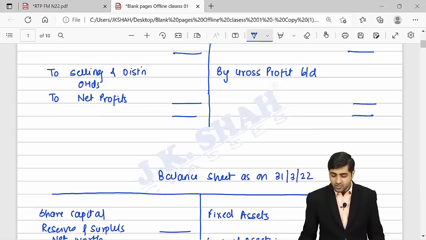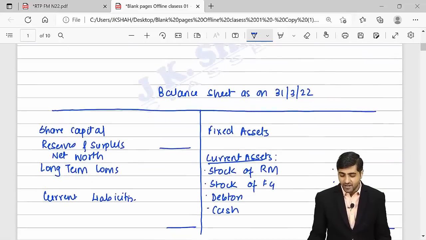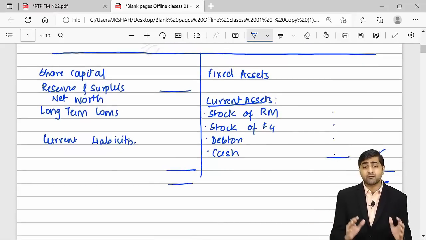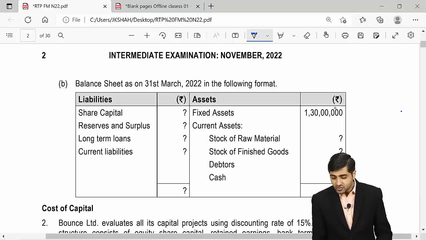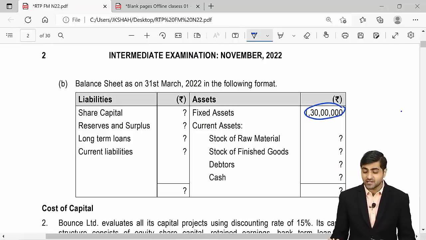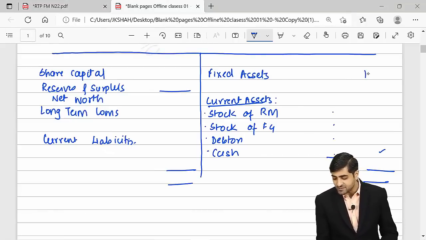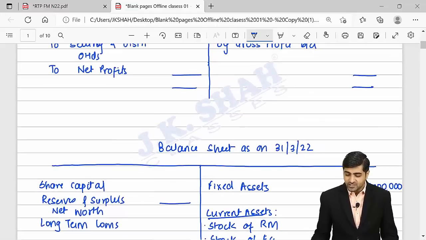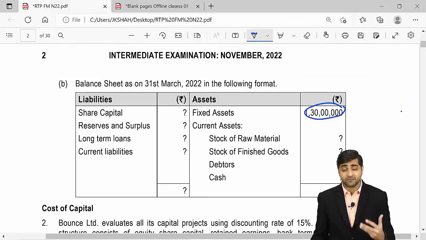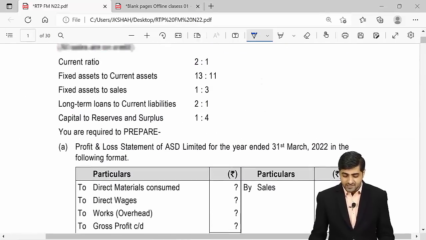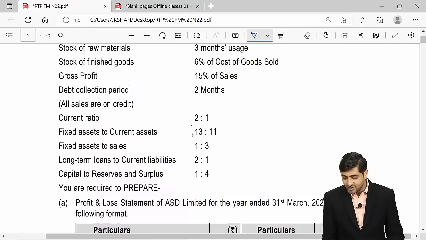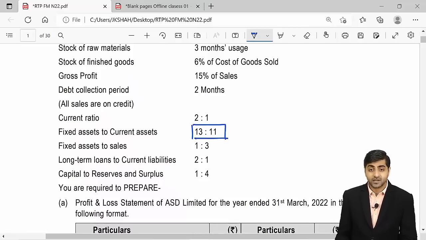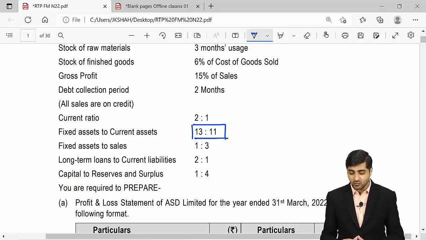Okay. So guys, we have the trading P&L account and we have the balance sheet which is available in the format which they have given to you in the question. So how should we approach the question? We have only one figure in rupees which is available, that is 1 crore 30 lakhs. So we can substitute your fixed assets as 1 crore 30 lakhs, and then we just need to start with the ratios in which we have fixed assets available. In the question they have given us fixed assets to current assets as 13:11, right? So definitely I can start with this ratio. Come on, yes or no?